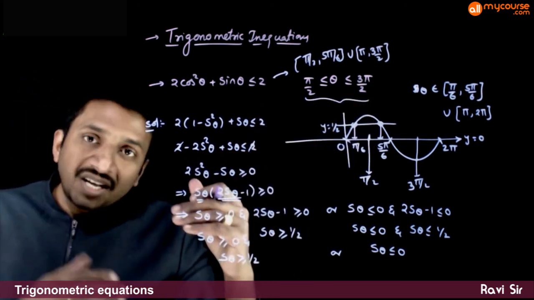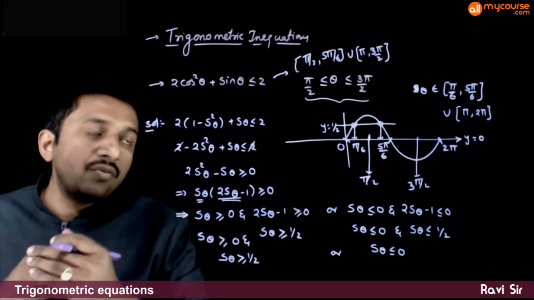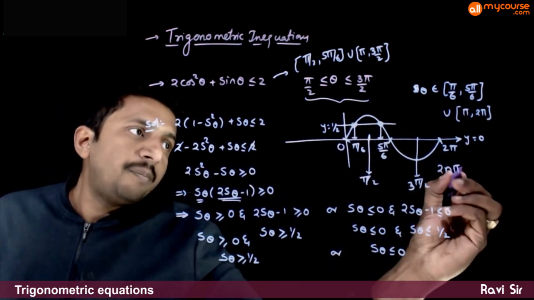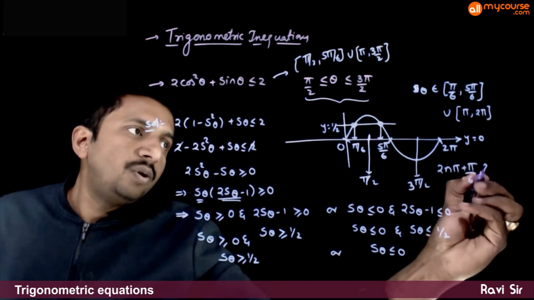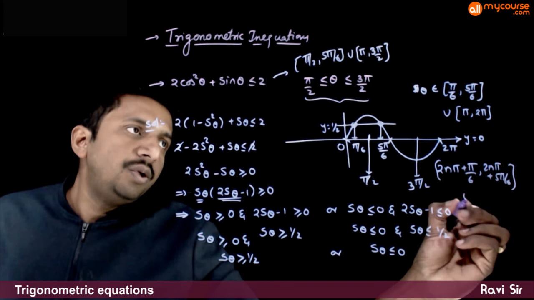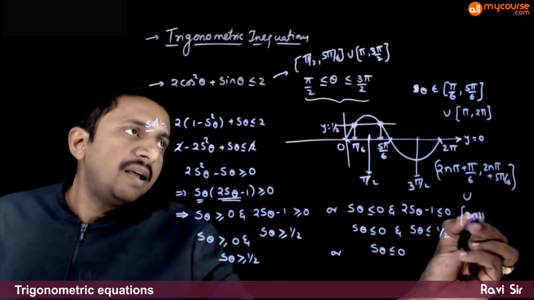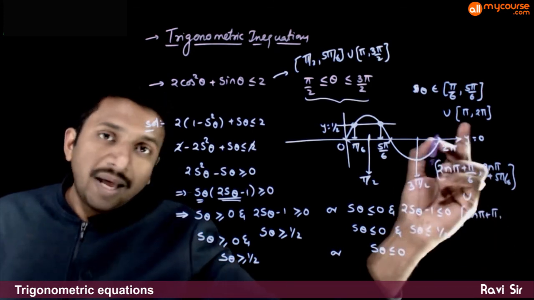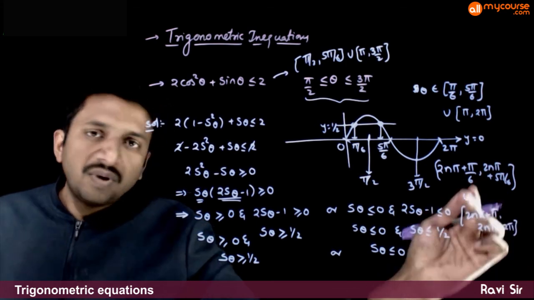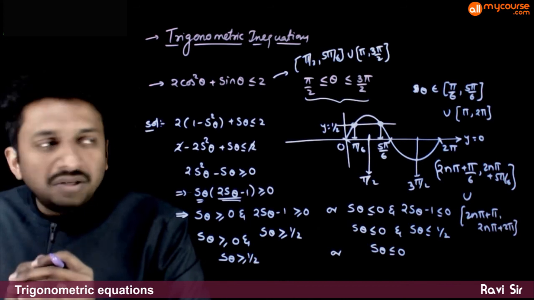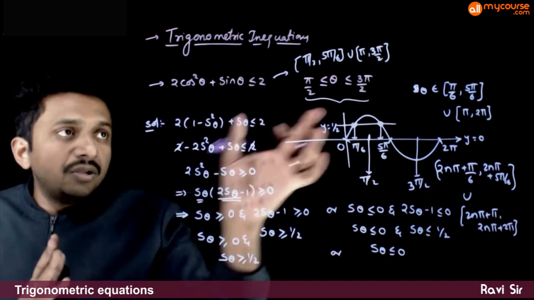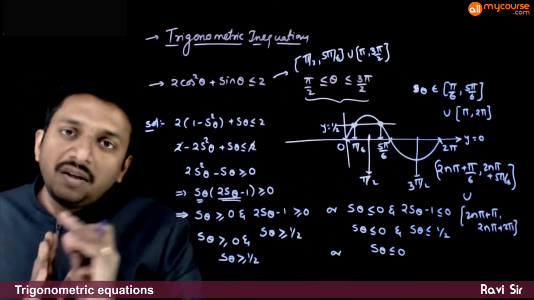If you want the general solution, the complete solution, what you need to do is, for this, 2n pi plus pi by 6 to 2n pi plus 5 pi by 6, union 2n pi plus pi to 2n pi plus 2 pi. This will be the combined general solution to this inequation. And if you want the solution between pi by 2 to 3 pi by 2, this will be the answer.